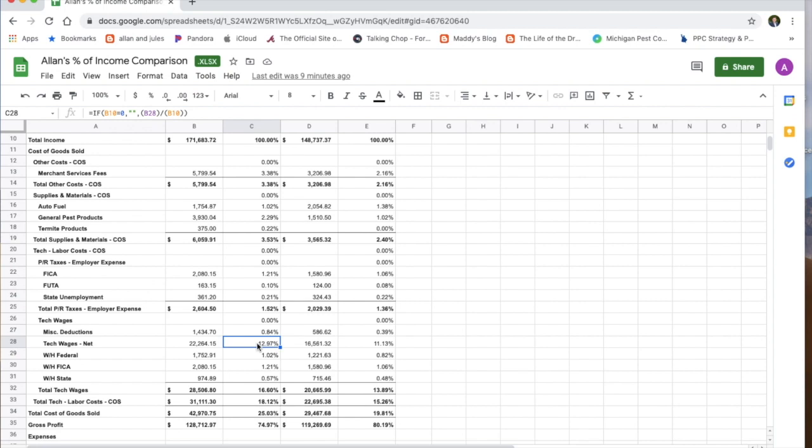And as time goes on, you want this line to increase, you want this function to increase, while this one increases also. And the only way for those two lines, so the gross profit and the technician net wages, the only way that both of those increase is if you have other line items decreasing. So this company is spending less than 3% on pest products. That's a really good rule of thumb.